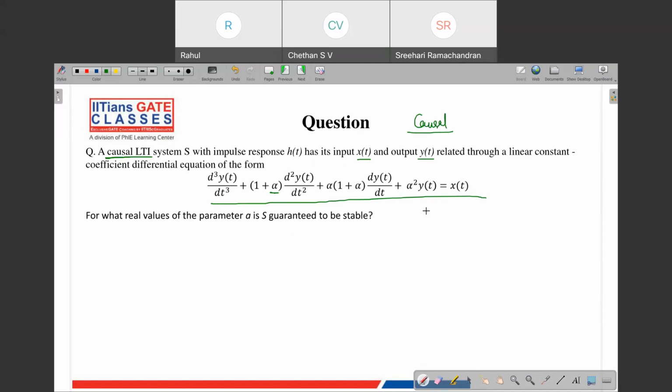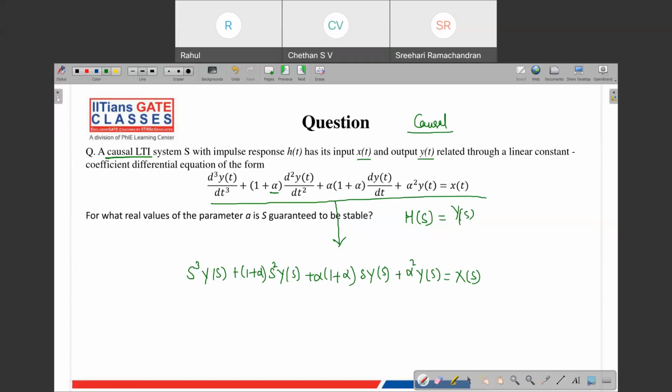Now for this kind of problem we need to first find out what is H(s). To do that, we need to take this entire expression into the S domain. So we need to use the differentiation property of the Laplace transform. When you do the differentiation, it is multiplication by s, and since here it is 3 times differentiation, we will be multiplying with s cube. s cube Y(s) plus (1 plus alpha) s square Y(s) plus alpha (1 plus alpha) s Y(s) plus alpha square Y(s) is equal to X(s). Now H(s) is given as Y(s) divided by X(s).